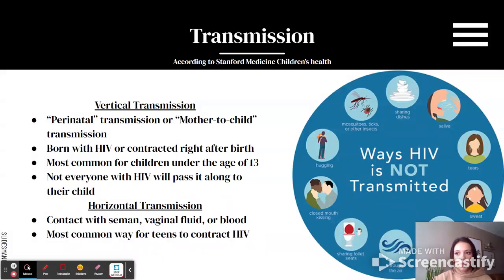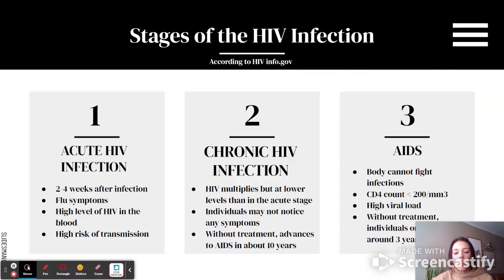So the next type of transmission is horizontal, and that occurs when there is direct contact with semen, vaginal fluid, or blood. So this can occur through, obviously, vaginal, oral, or anal sex without a condom, or through sharing needles or syringes. This type of transmission is the most common way for teenagers to contract HIV. And with a large stereotype surrounding HIV, it is important to clarify that HIV cannot be transmitted through things like kissing, sweat, toilet seats, insects, hugging, shaking hands, as you can see in that diagram right there.